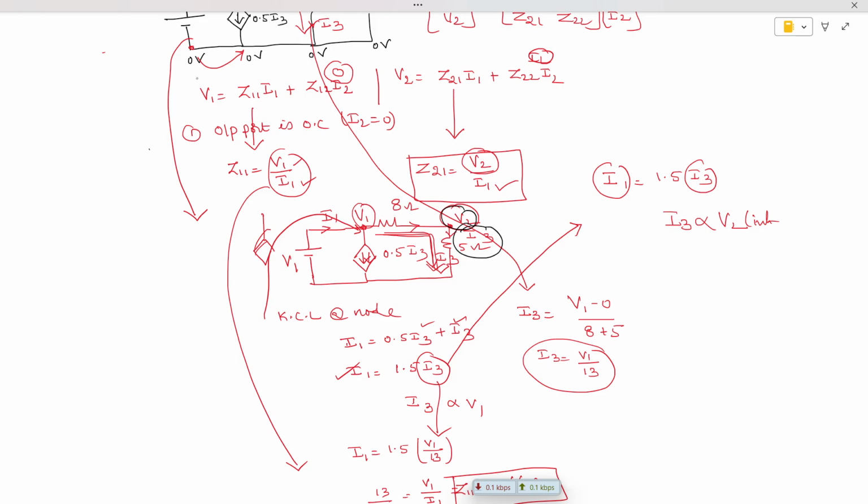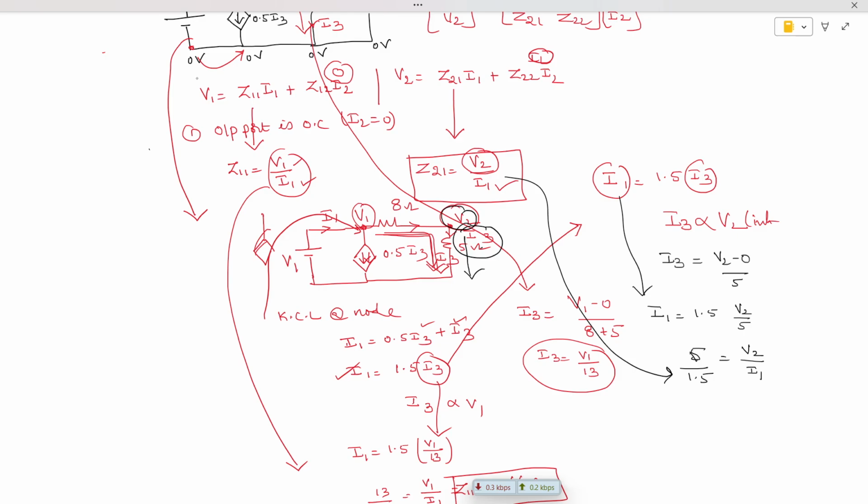So the current I3 is flowing only in this branch. So I3 I can write down as I3 is equal to V2 minus 0 by 5. So therefore, from this substitute in this equation, I1 is equal to 1.5 times V2 by 5. What ratio we require is V2 by I1, which is equal to 5 divided by 1.5.